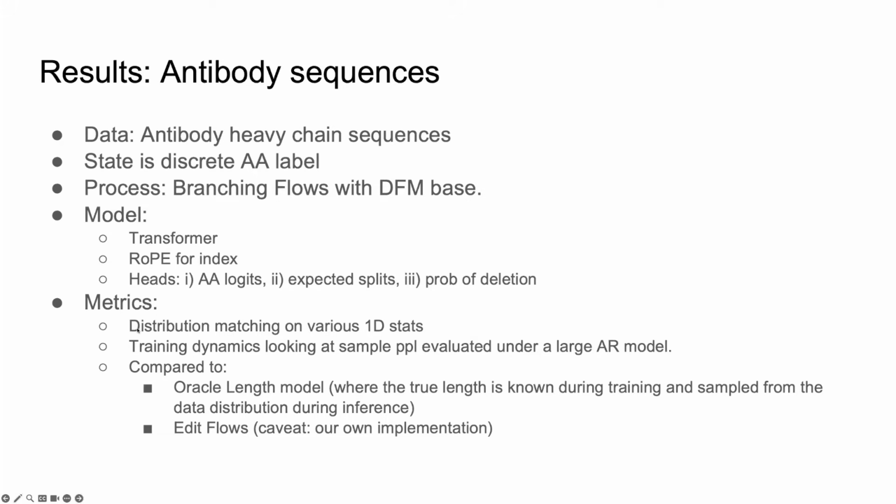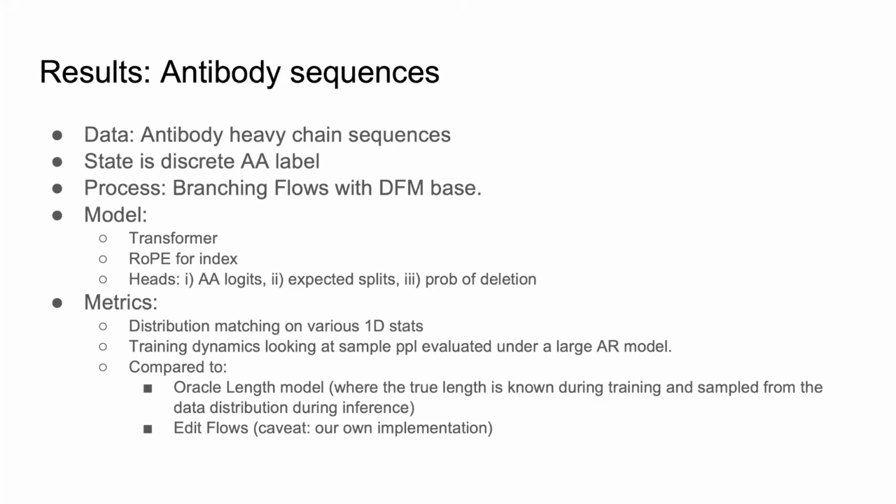And our metrics here, we compare the distribution matching on various one-dimensional statistics, the same as QM9. But then we also train a large autoregressive model and look at the perplexities of the different diffusion or flow samplers evaluated under that model, to see how nicely things train. And we compare to an oracle length model, which is like if the model always knows what the correct length is at training time or sampling time, so it's got this unfair advantage.